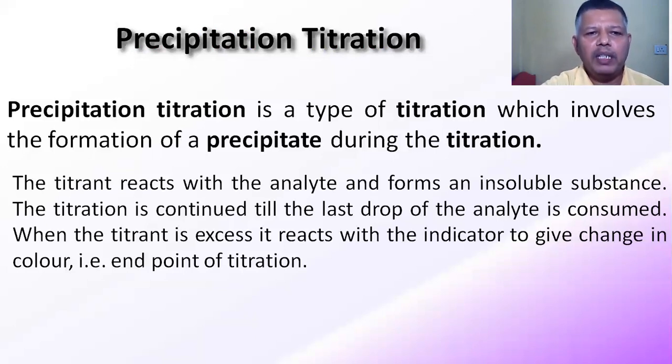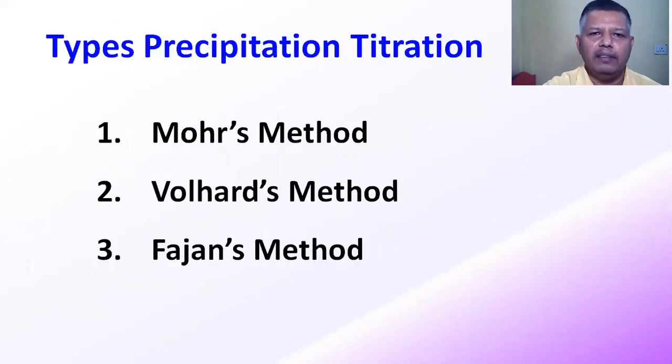After completion of the precipitation, the indicator forms a complex with the silver metal and gives a color. That is the end point of the titration. This type of titration involves the formation of a precipitate during the titration. The titrant reacts with the analyte and forms an insoluble substance. The titration is continued till the last drop of the analyte is consumed. When the titrant is in excess, it interacts with the indicator to give a change in color. That is the end point of the titration.